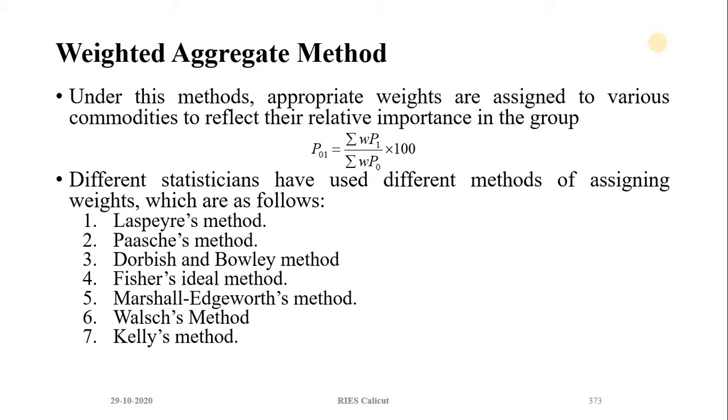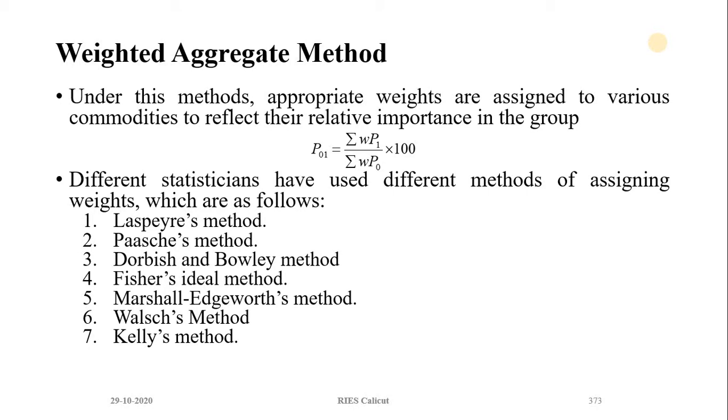Okay, so there are different popular weighted index numbers such as Laspeyres index number, Paasche index number, Drobisch and Bowley's index number, Fisher's ideal index number, Marshall-Edgeworth index number, Walsh index number, and Kelly's index number. Okay, so there are 7 most popular weighted index numbers.